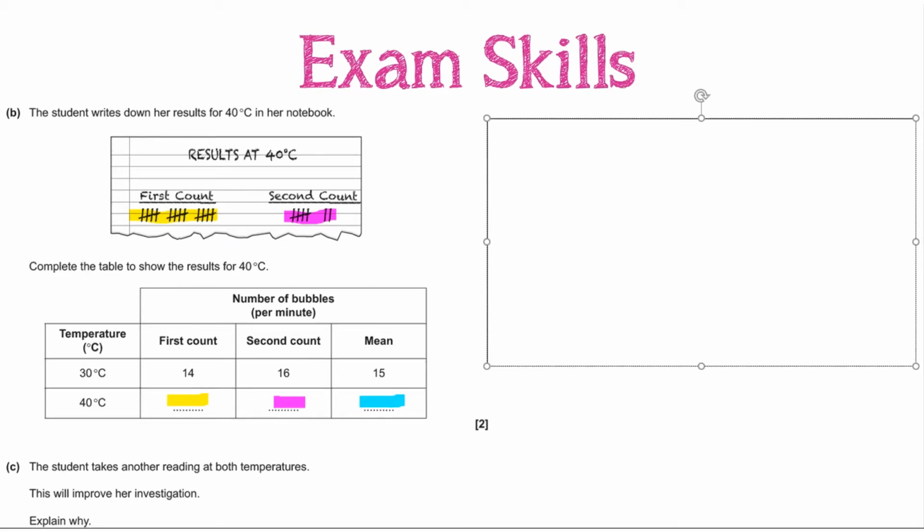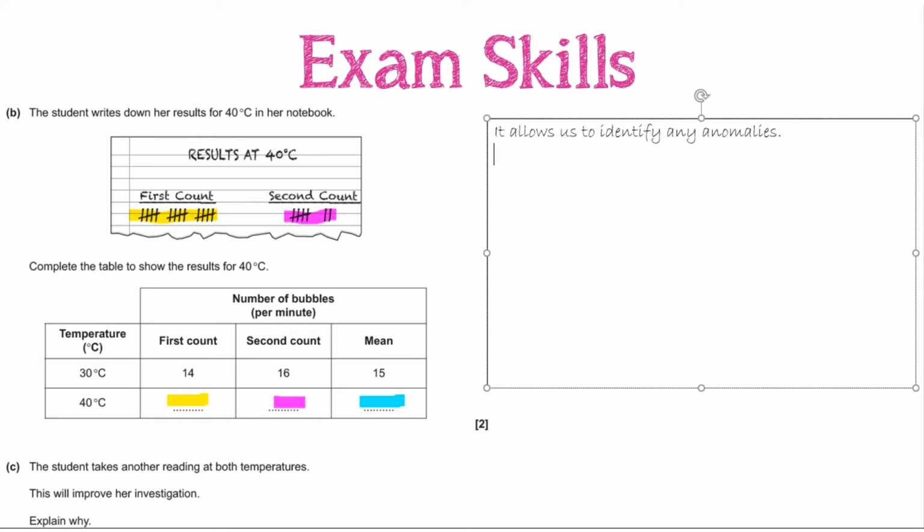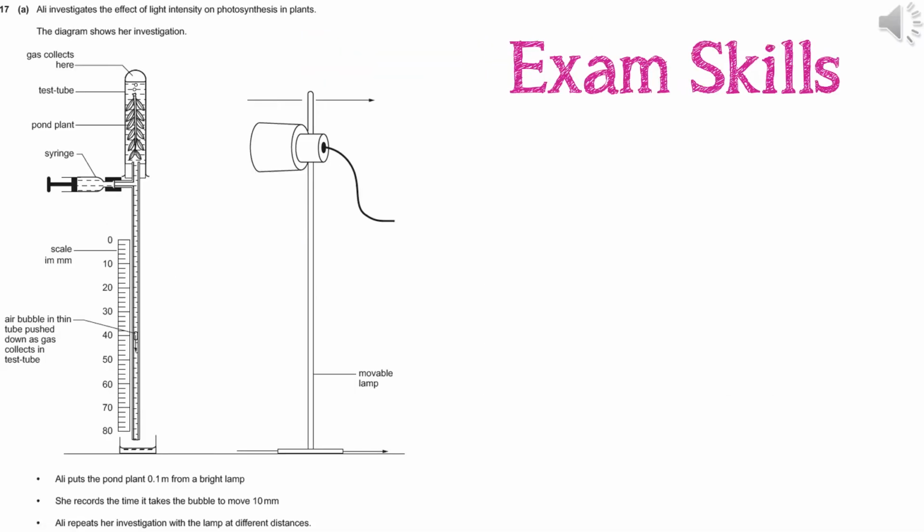So part C of this question tells us the student takes another reading at both temperatures. This will improve her investigation. Explain why. So this goes back to what we've already said about why we should in science always do an experiment more than once. This is a 2-mark question. I've cut that bit off because it wouldn't fit on the screen. But for our first mark, we can just say that it allows us to identify any anomalies. And the second one is it makes it more reliable.